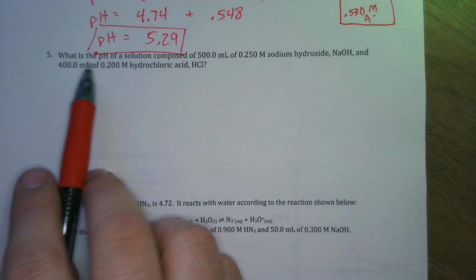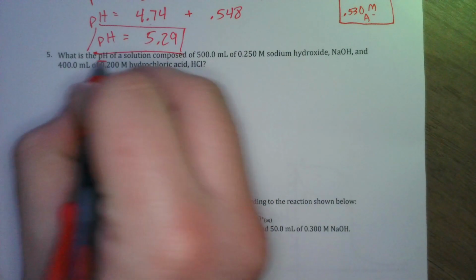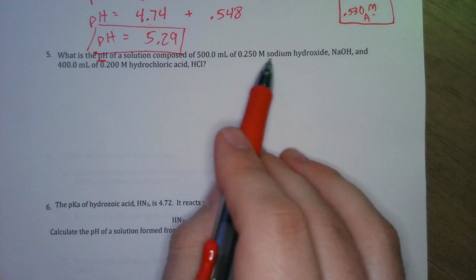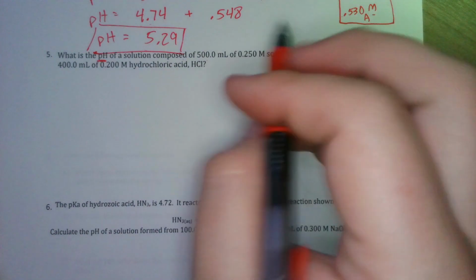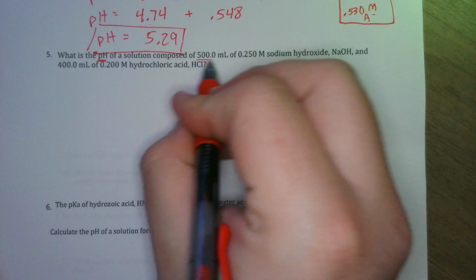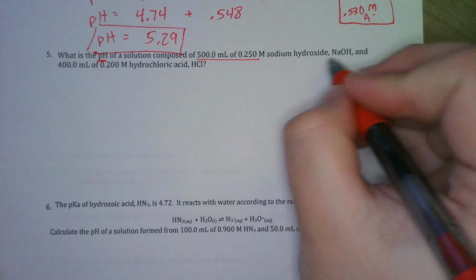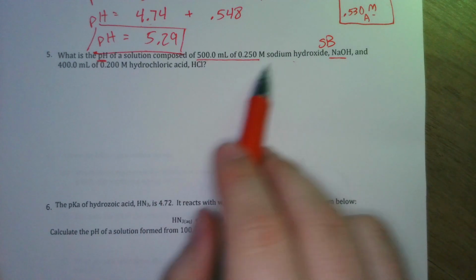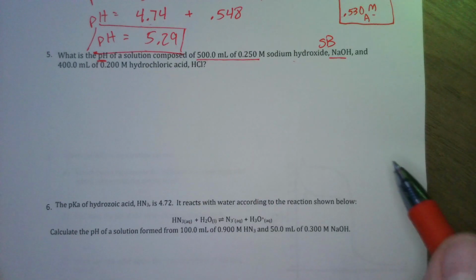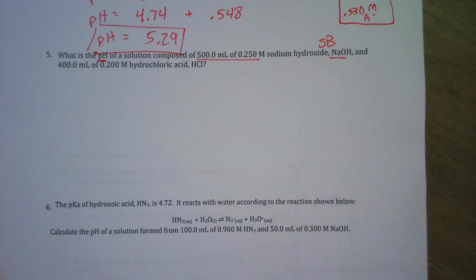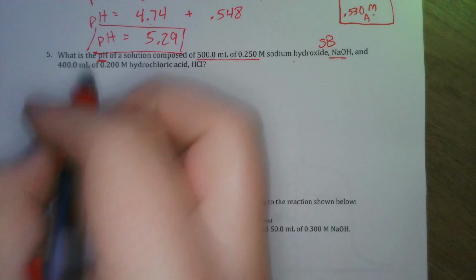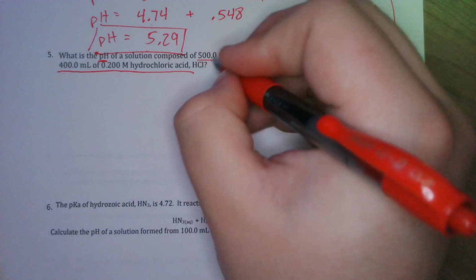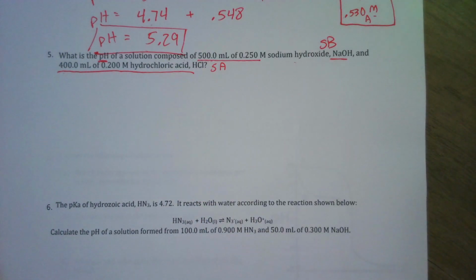So what is the pH of a solution? So I'm looking for pH again. Composed of 500 milliliters of 0.250 molar sodium hydroxide. Okay, so at 500 milliliters, 0.25 molar sodium hydroxide, that is a strong base. So I have some amount of moles of strong base. I know the volume, I know the molarity. And 400 milliliters of 0.2 molar hydrochloric acid. Hey, that's a strong acid.